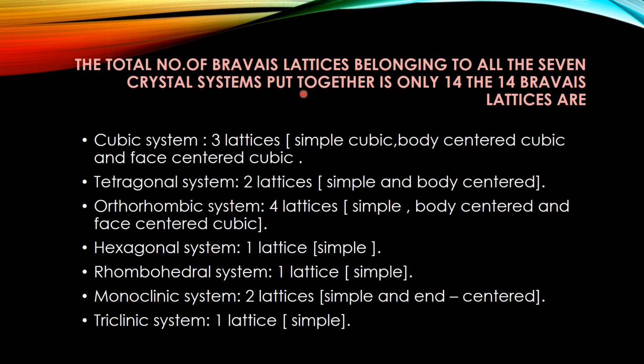The total number of Bravais lattices belonging to all 7 crystal systems put together is only 14. The 14 Bravais lattices are: number 1, cubic system, 3 lattices. Simple cubic, body centered cubic and face centered cubic. Tetragonal system, 2 lattices, simple and body centered. Orthorhombic system, 4 lattices, simple, body centered and face centered.